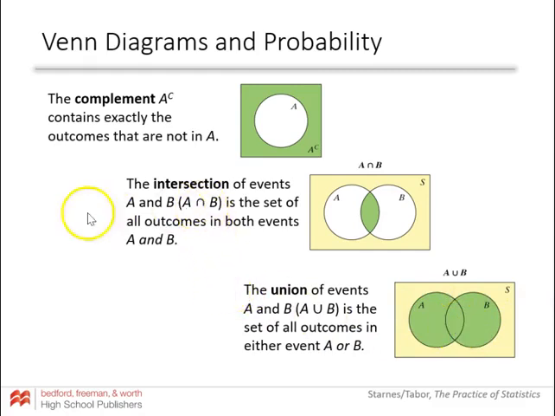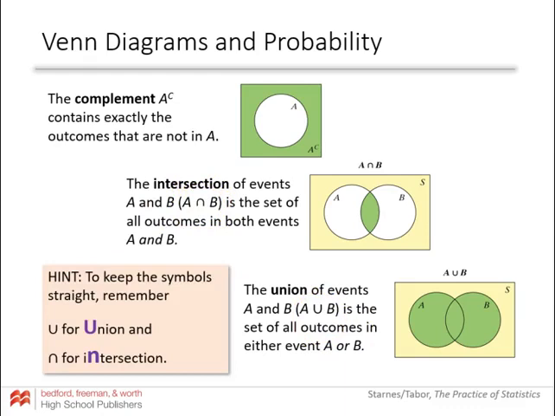A lot of times you will see these symbols used instead of the words and, or. The one that goes down is and, the one that goes up is or. A little hint for remembering: the union symbol looks like a U, and intersection has an N right at the beginning. So that's a way to remember what symbol means what. And that's it for 5.2.